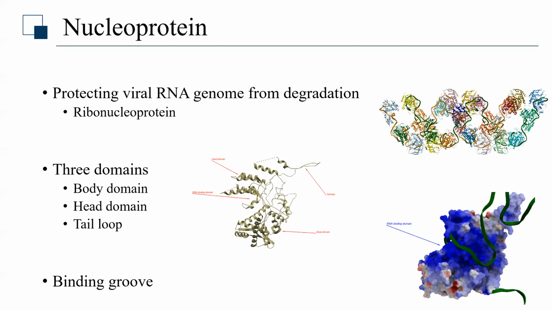So each nucleoprotein monomer, as we can see in the middle, has three domains: a helical body domain, a helical head domain, and a tail loop. The tail loop inserts itself into the neighboring nucleoprotein molecule to form oligomers. RNA associates with the nucleoprotein with high affinity through the positively charged groove, as we can see in the bottom right figure colored blue. So those are positively charged and thus located between the head and body domains.